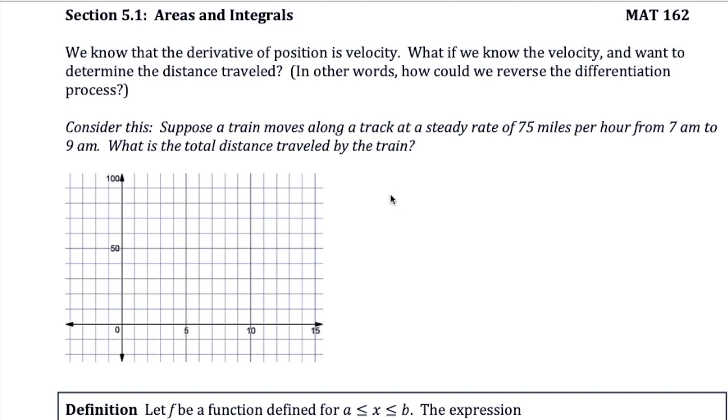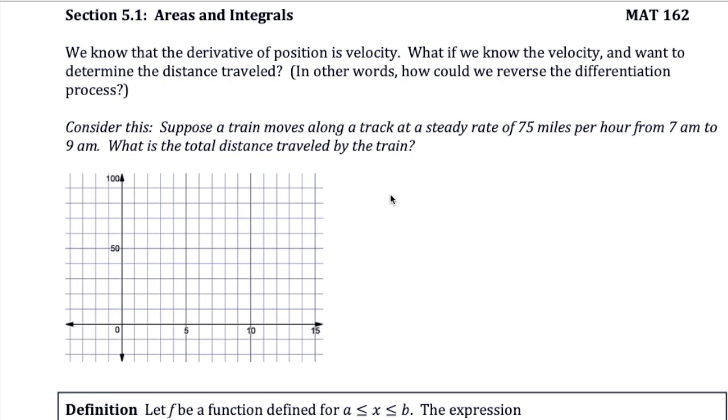You should be very familiar from Calc 1 with the idea of a derivative. And you should also know, as it says here, that the derivative of position is velocity. What if you know the velocity and you want to go backwards and find out information about position? Specifically, how far you traveled from one position to another. So that leads us naturally to the question of how can we reverse the differentiation process?